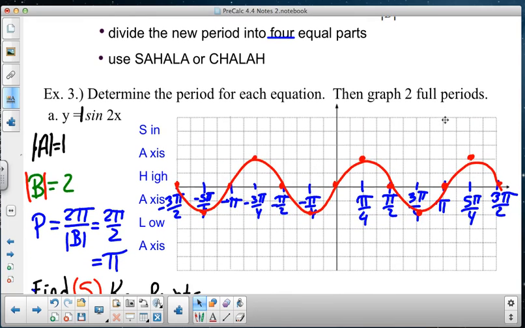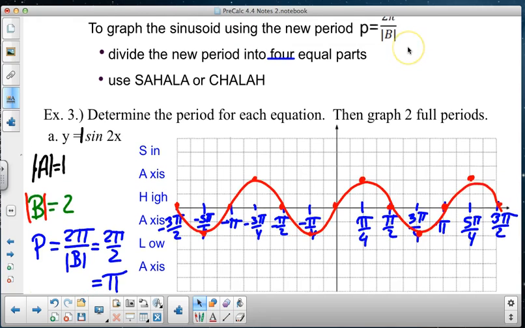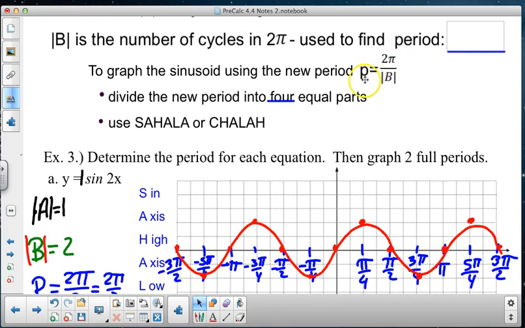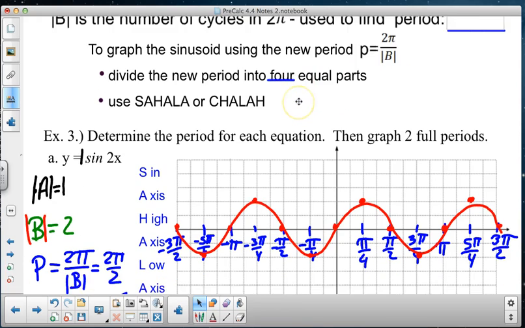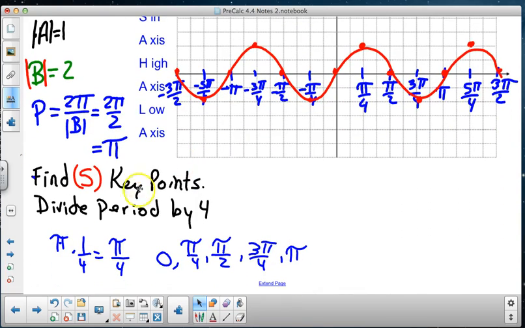Okay, so now that's determining the period for each equation. We got that going, and then we graph 2 full periods. But keep in mind, I still divide my period into 4 equal parts to find my 5 key points. That was divided by 4.